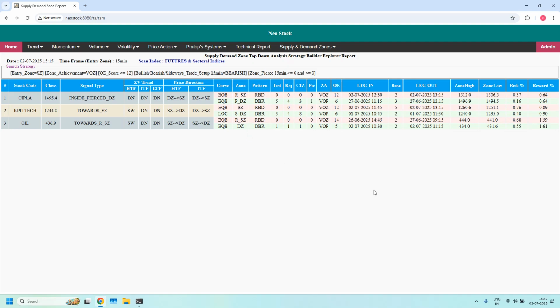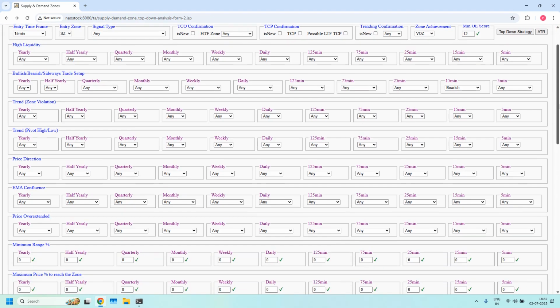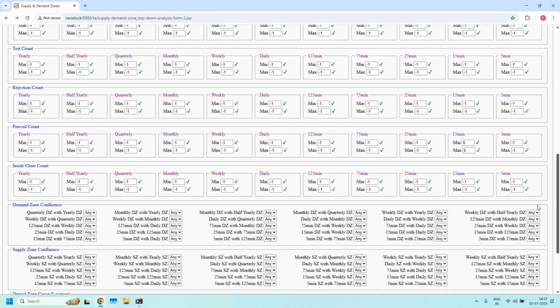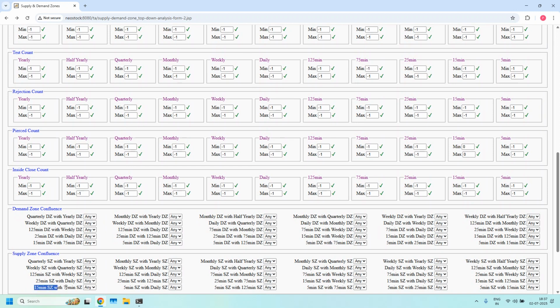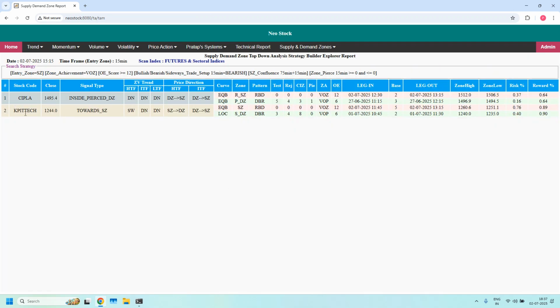Out of these 3 15 minute supply zones, how many might be having more high probability to get success? That we will filter based on different supply zone confluence strategies. First one, 15 minutes and 75 minute supply zone confluence. I am enabling this filter in the supply zone confluence. By applying the filter on the 3 stocks, we got 2 filtered. In these 2 stocks, these 15 minute supply zones are overlapped with 75 minute supply zone. And 75 minutes trend is downtrend in both the stocks.